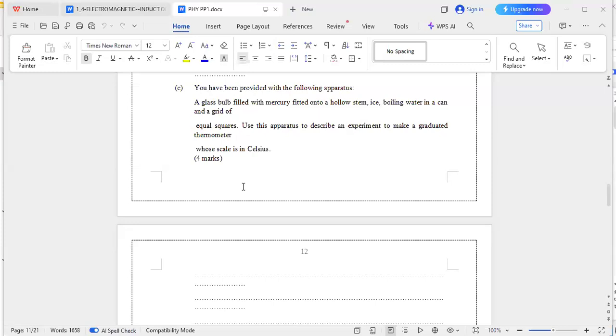Remember, this is a descriptive question, and as you can see, 4 marks. So don't write 3 stages or 2 and expect 4. Make sure you write each stage, if possible, more than 4 points.